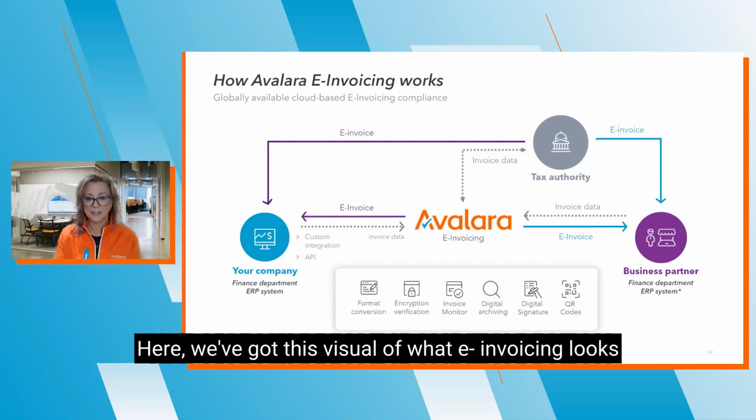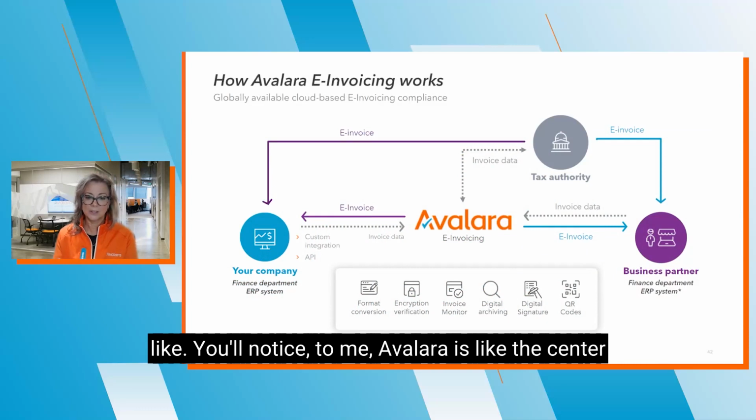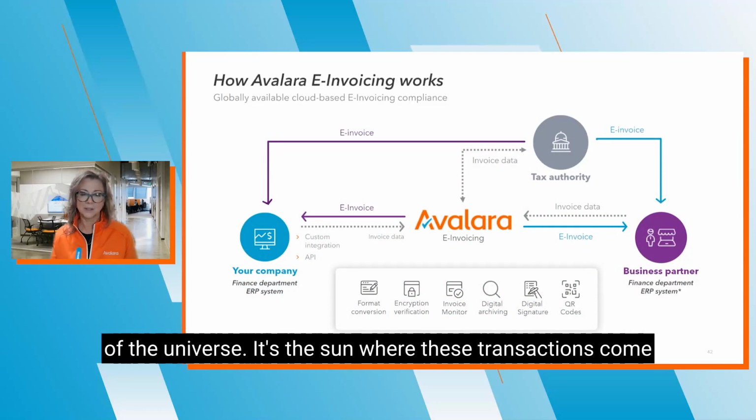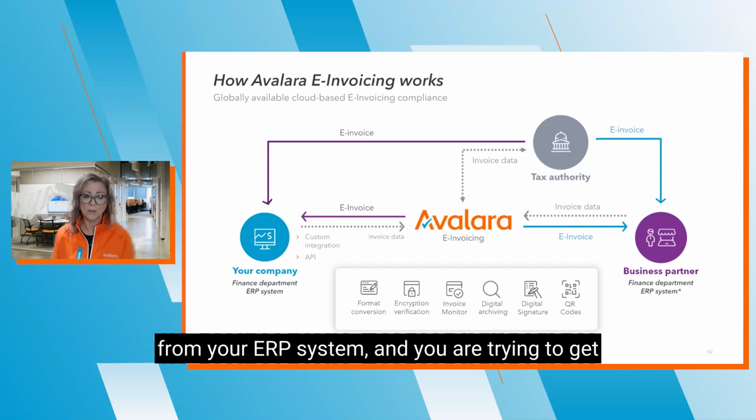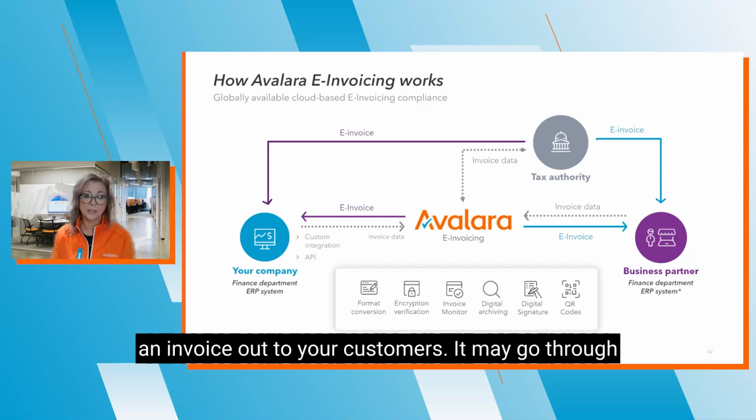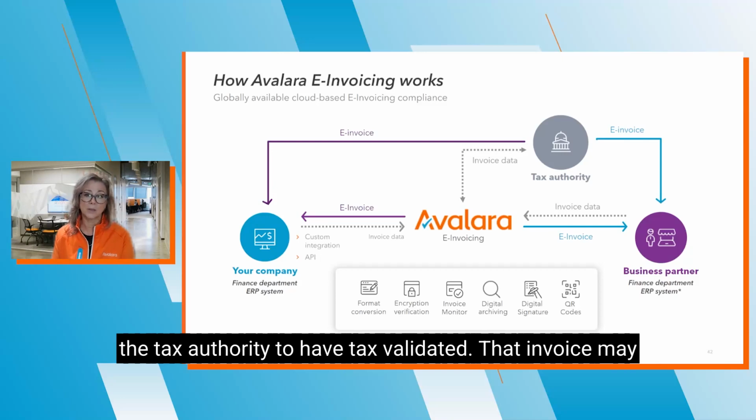And here we've got this visual of what e-invoicing looks like. And you'll notice, to me, Avalara is like the center of the universe. It's the sun, where these transactions come from your ERP system, right? And you're trying to get an invoice out to your customers. It may go through the tax authority to have tax validated.